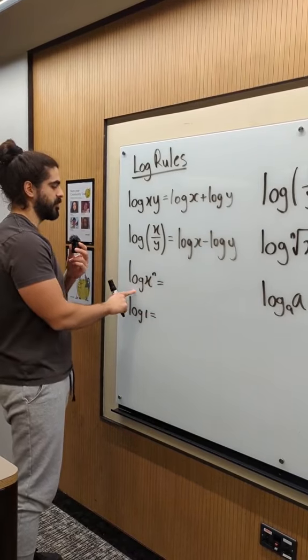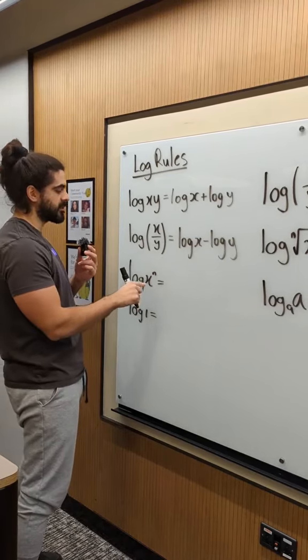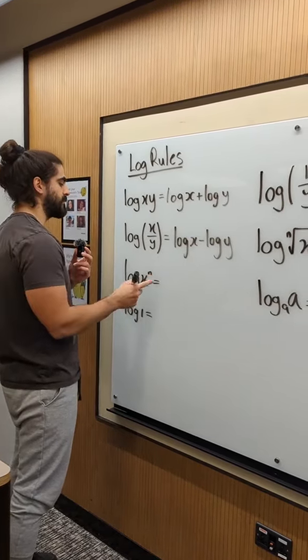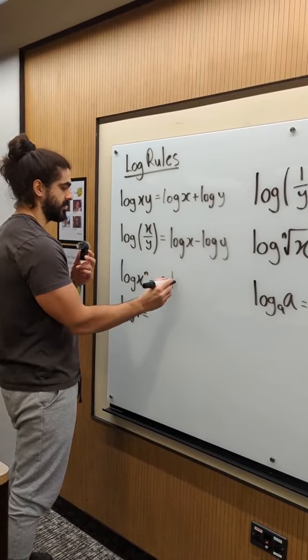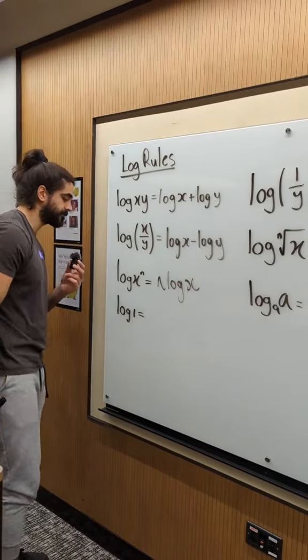Here, when you take a number that already has a power and you raise it to another power, you multiply the powers, so the n comes down. n log x.